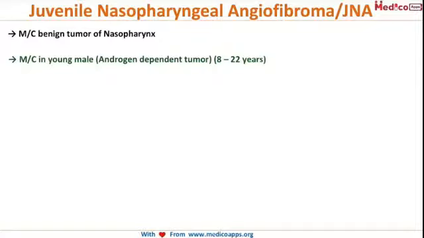Now, the most important point we have to remember over here is that it is the most common benign tumor of the nasopharynx. Please remember this important question. The most common benign tumor of the nasopharynx is JNA, okay? It is most commonly seen in young males because it is an androgen dependent tumor. So the common age of presentation is 8 to 22 years.